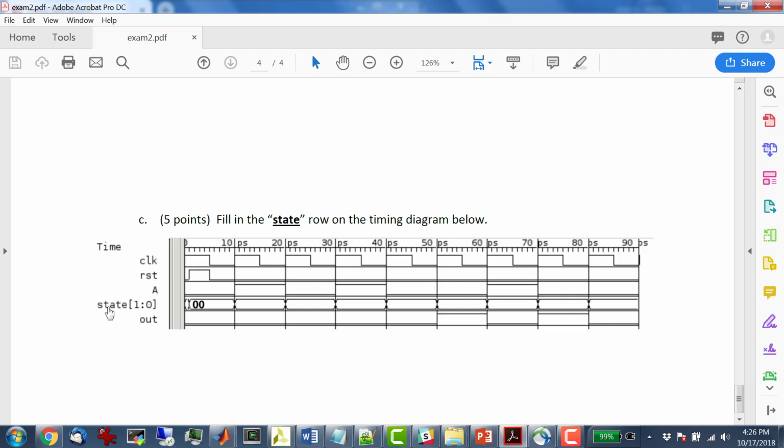2, 3, 4, 5, 6, 7, 8. Now you might be wondering, why am I using a table when this is a timing diagram? It's the same thing. The only difference is the timing diagram goes from left to right, and a table goes from top to bottom. But fundamentally, it's the same idea.